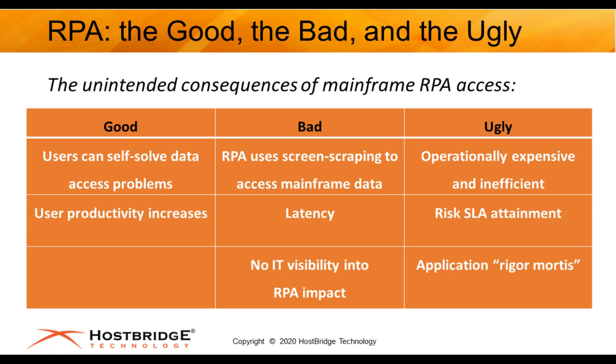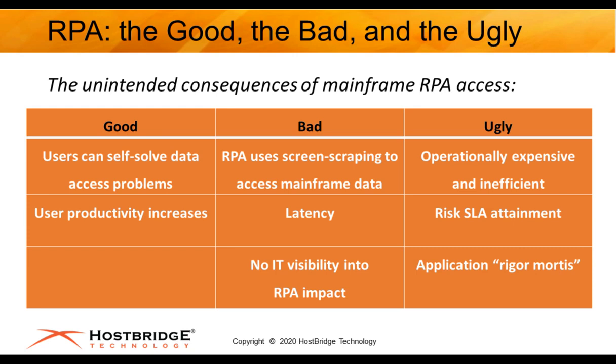So we kind of netted out like this. RPA platforms are good. Users can use these platforms to self-solve data access problems, and definitely it can create and enhance end-user productivity. But when RPA uses screen scraping to access mainframe data, we begin to see the bad side of this. As you'll see in some of our analytics in a few moments, the latency buildup not only affects end-user response time, but also other things vying for resources on the mainframe. And last, one of the things that's really problematic is that most organizations simply have no visibility into the impact that RPA is making on their CICS or mainframe environment.